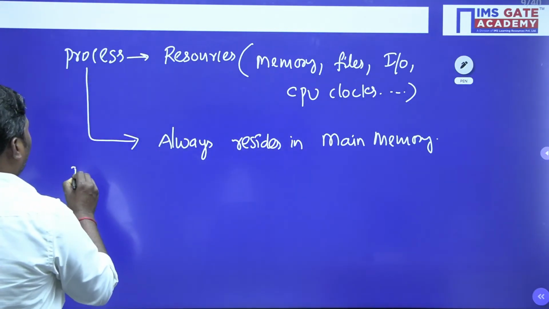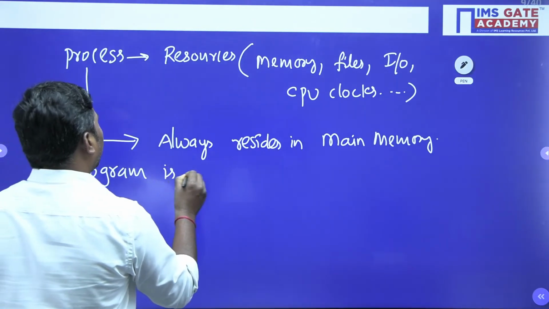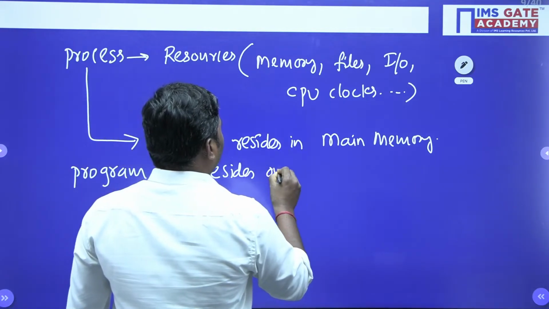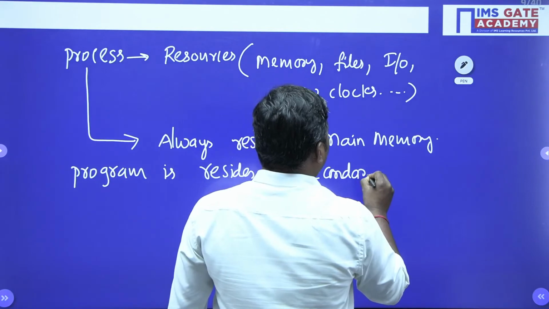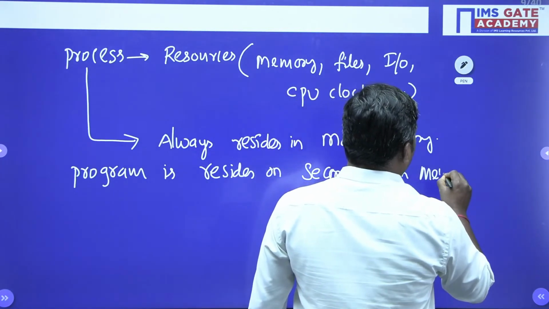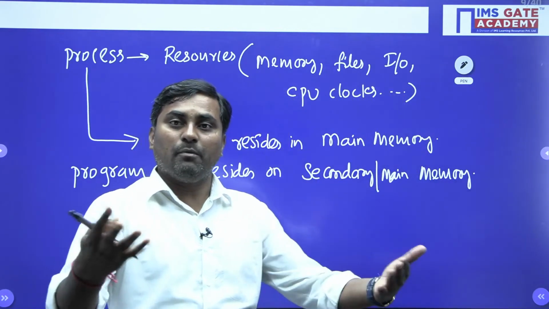Other things, like the program. Where does a program reside? It can be secondary memory, yes or no? Secondary or main memory. Because initially the program is in secondary memory, we load it into main memory, and that becomes a process.